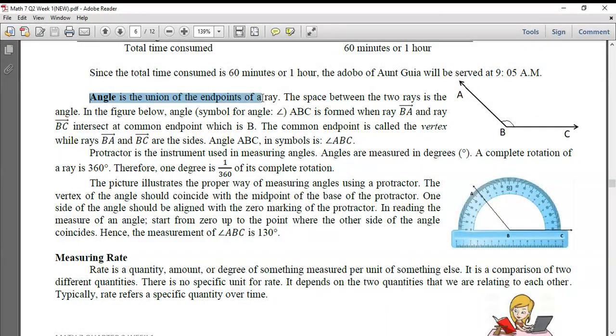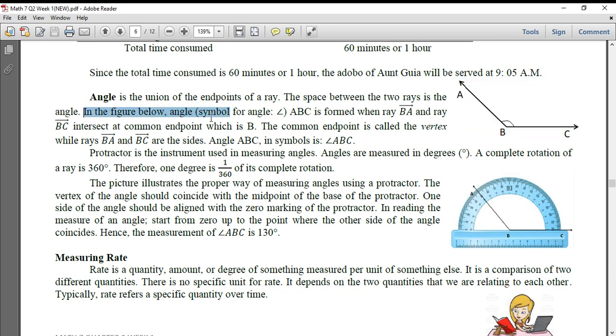Angle is the union of endpoints of a ray. So, ang endpoint ng ray natin ay ito. Okay? So, itong endpoint niya. Tapos, another ray is BA and ray BC. So, pag pinagsama natin, so sabi nga ito, angle is the union of endpoints of ray. Okay. So, the space between two rays is the angle. So, ito yung space niya. So, ang mabubuo nito, that's the angle.